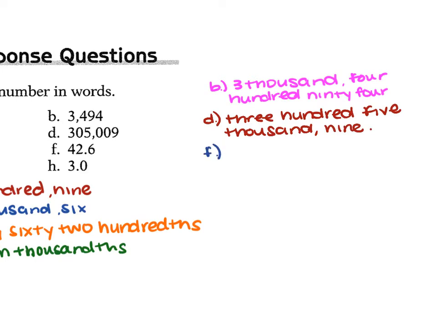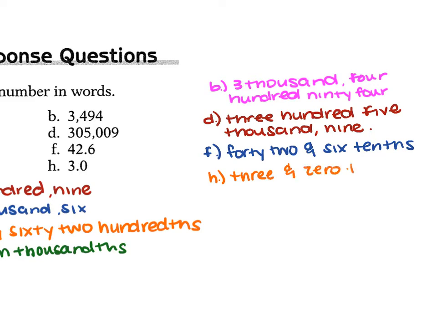For F, we have 42.6, so that's 42 and 6/10. 42 and 6/10. And for H, we have 3 and 0/10.